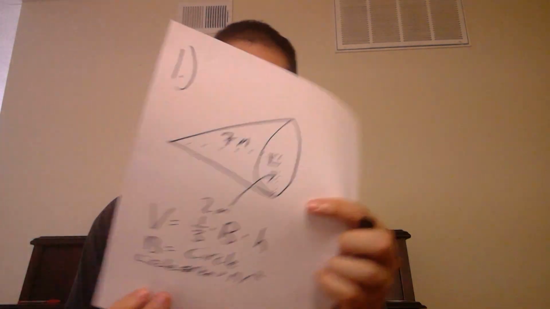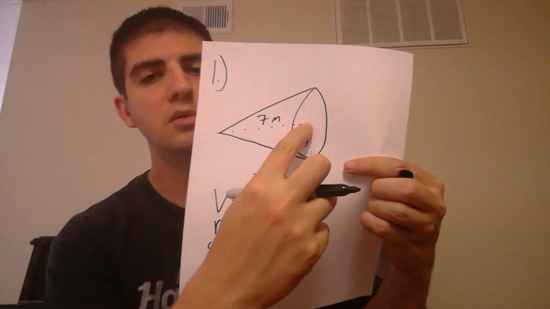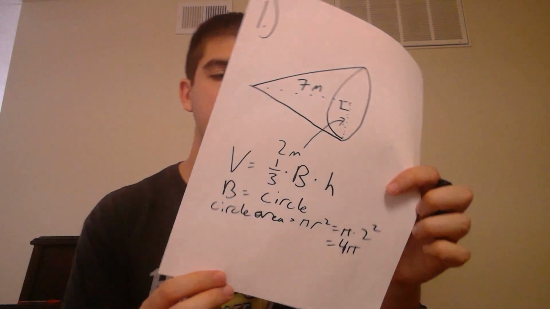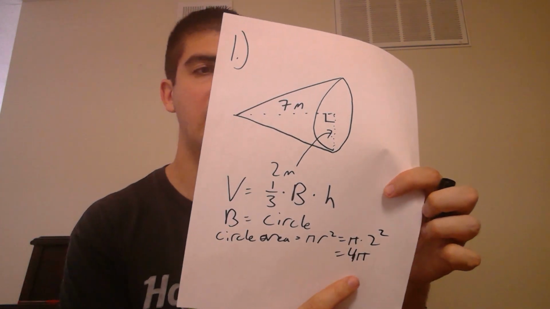So the circle area is pi r squared. The radius is just the distance from the center of the circle to the outside edge, which in this case is 2. So it's going to be pi times 2 squared, which is 4 pi. I understand if you use your calculator that can round to another number. I like leaving it in terms of pi because it's a more exact answer.